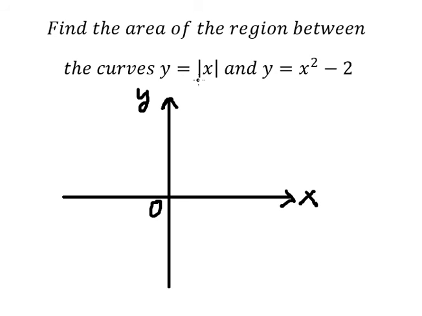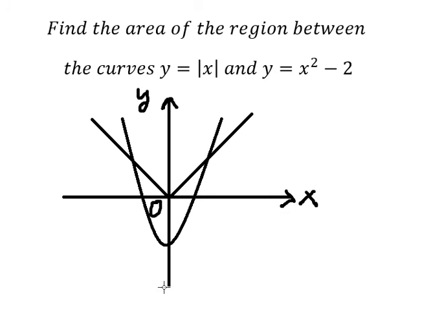So y equals the absolute value of x. It should be like this. Y equals x squared minus 2. The graph should be like this. Next, the area we need to find should be about this one.